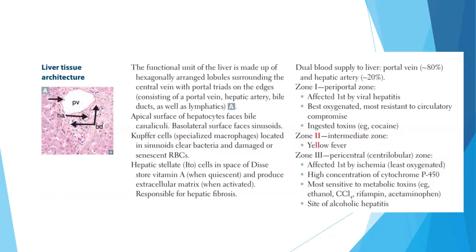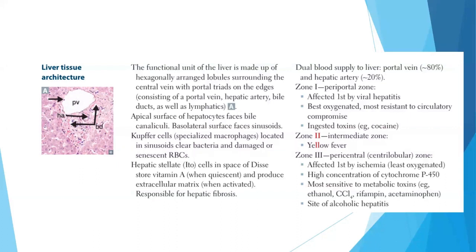Now, what is important in the liver anatomy is the liver tissue histology. The functional unit of the liver is made up of hexagonally arranged lobules surrounding the central vein, with portal triads on the edges, consisting of a portal vein, hepatic artery, and bile ducts, as well as lymphatics. The apical surface of the hepatocytes faces bile canaliculi, and the basolateral surface faces the sinusoids. The Kupffer cells are the macrophages of the liver, located in the sinusoids, which clear bacteria and also clear damaged or senescent RBCs.